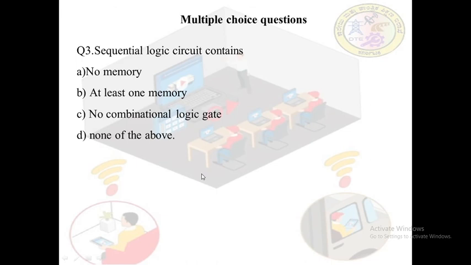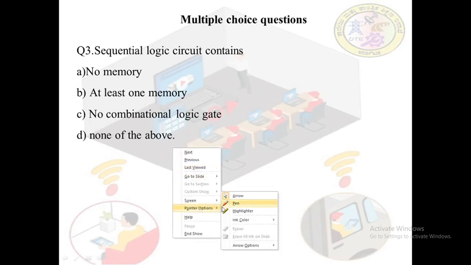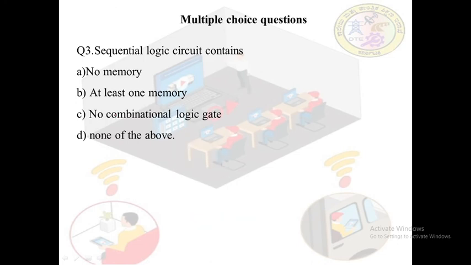Third question, a sequential logic circuit contains no memory, at least one memory, no combinational logic circuit, and none of the above. We must remember sequential logic contains combinational logic gates. So option C is violated. It contains combinational logic circuit and also has memory. So definitely option B is the answer. At least one memory it has. B is the correct answer for the third question.